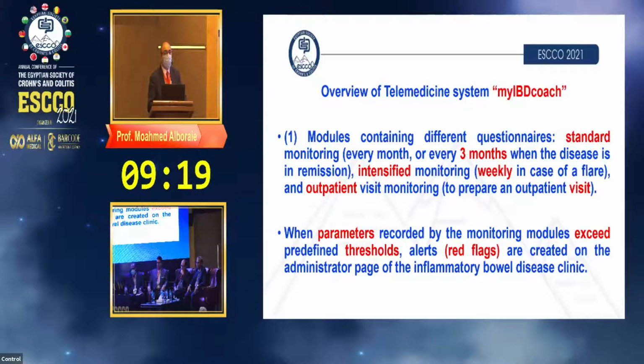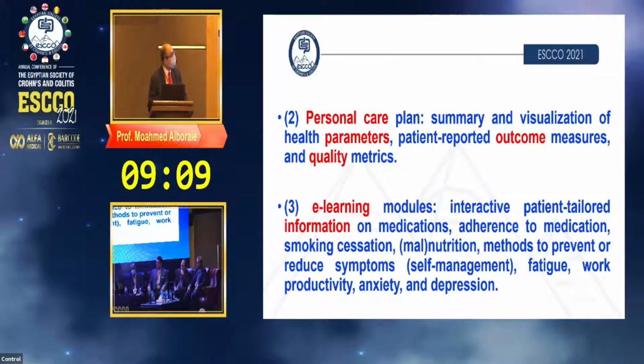And when these parameters exceed the abnormal values, the system gives an alarm to the dashboard, where the physician can ask this patient to come and evaluate him. There is also a personal care plan for the patient, which is a summary and visualization of his health parameters. That is also depending on the patient-reported outcome measures and quality metrics. There is also an opportunity for learning, e-learning.